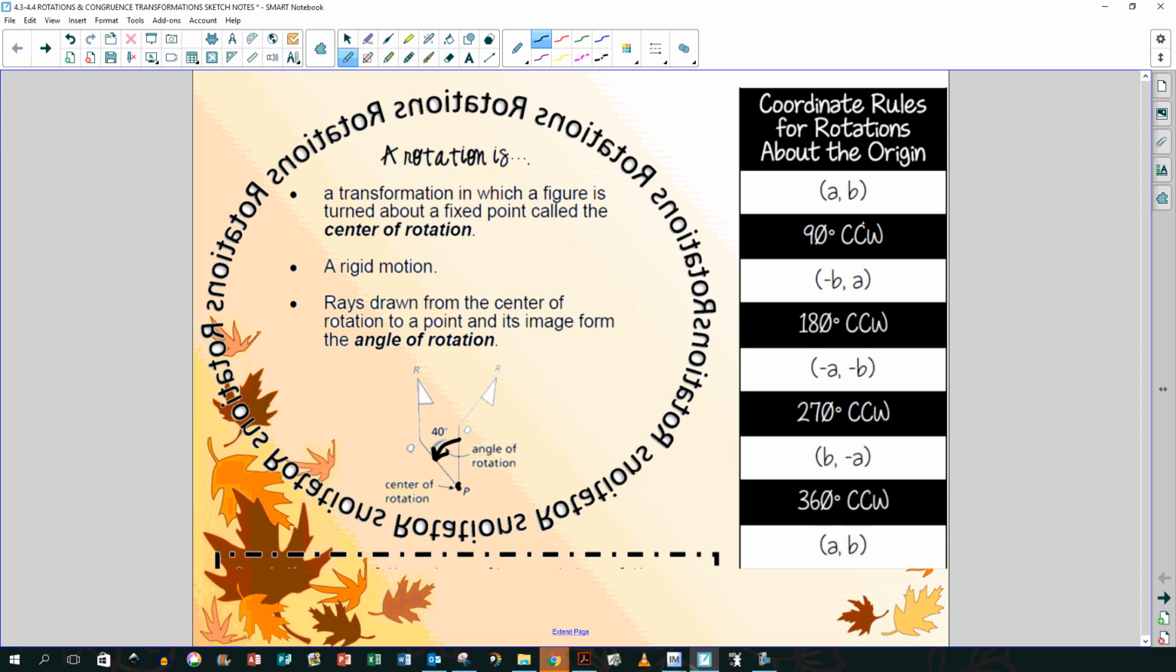So if you've got point AB and you rotate 90 degrees counterclockwise, CCW is counterclockwise, then they trade places and the B is opposite. If you rotate 180 degrees counterclockwise, they stay in the same position from AB, but they both become opposite. If you rotate 270, they switch places and the A becomes opposite. And if you rotate 360, you're back where you started, so you're back at AB. And remember, your A and your B is in the place of XY.